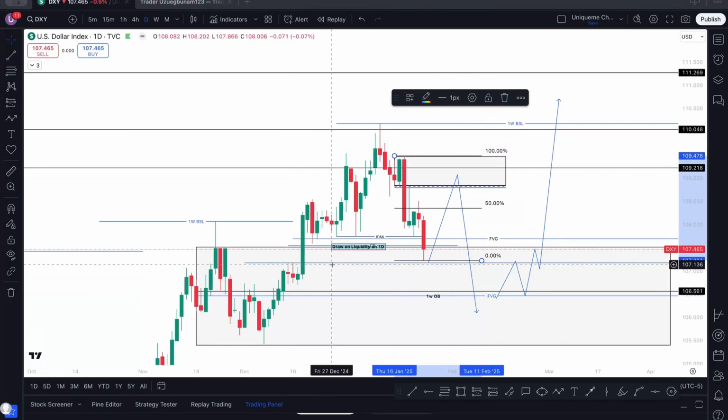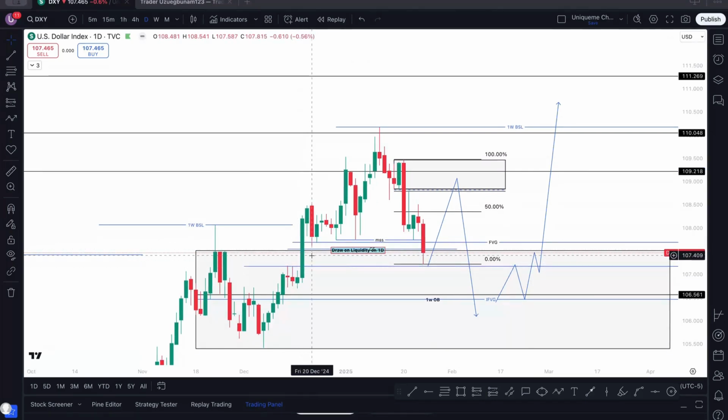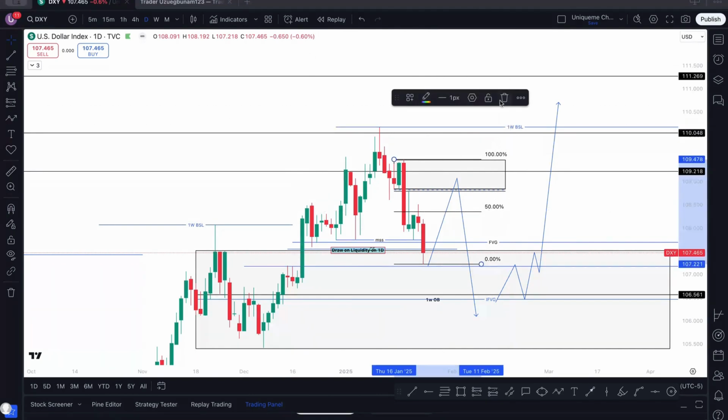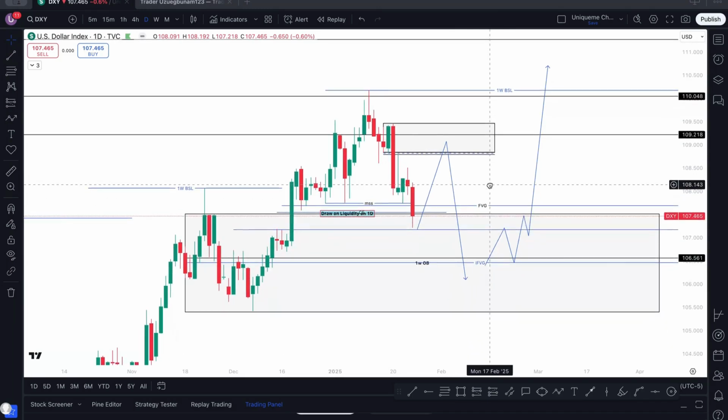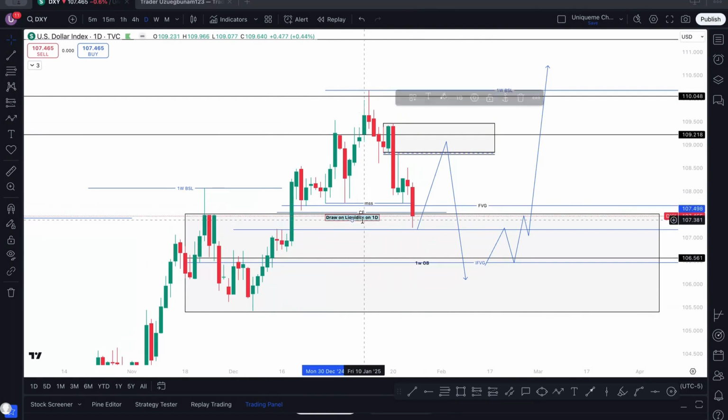Market is at the consequent encroachment. And if it does not react there, it is going to react at the other block that has a fair value gap as a source of draw on liquidity. So these are 2 points that I'm looking at for markets to go to. This other block here has a draw on liquidity. Let me even label it as draw on liquidity.